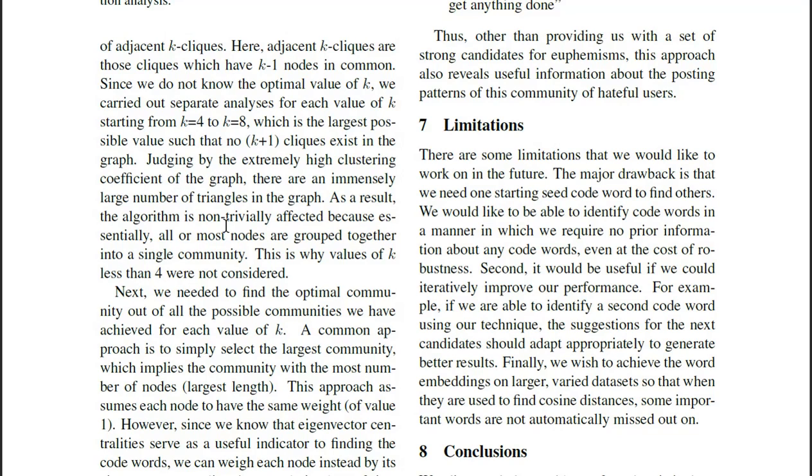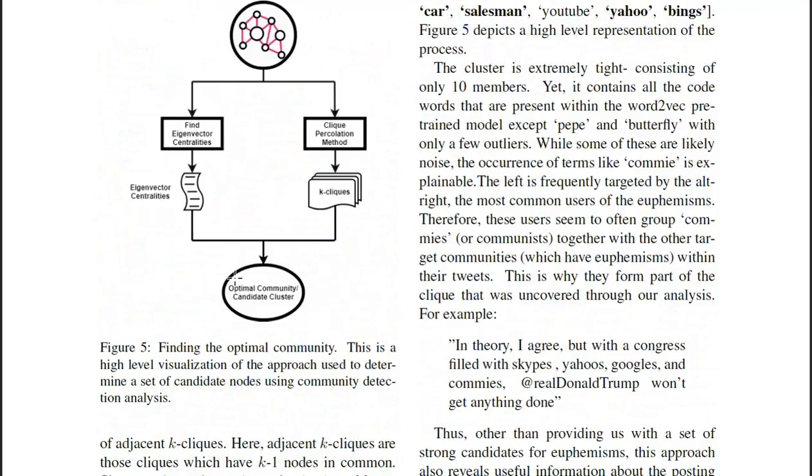triangles in the graph. As a result, the algorithm is non-trivially affected because essentially all or most nodes are grouped together into a single community. That is why values of k less than 4 were not considered.